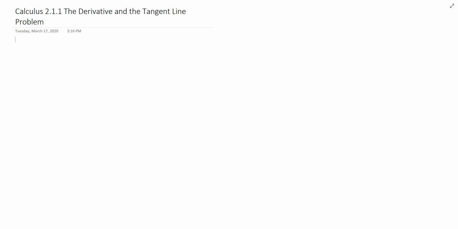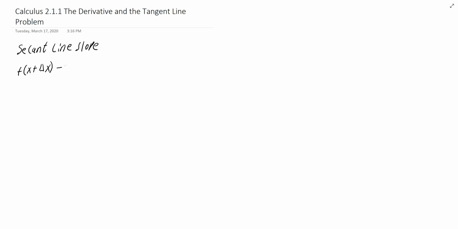So the first thing that I want to address with the whole derivative and tangent line problem is that this is all very similar to what you would have been doing previously, all the way back in Algebra 1, in which you were finding slopes. Because back then, what you were dealing with is something known as a secant line slope.